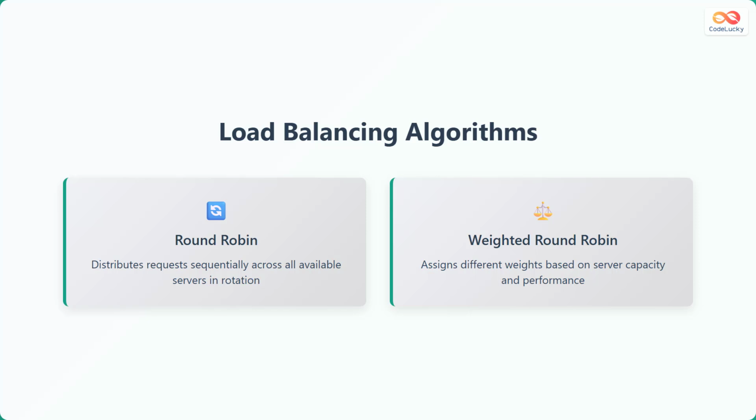Let's delve into load balancing algorithms. The first one is round robin. This distributes requests sequentially across all available servers in a rotation. The second algorithm is weighted round robin. With this, you assign different weights based on server capacity and performance. Servers with higher capacity handle more requests.